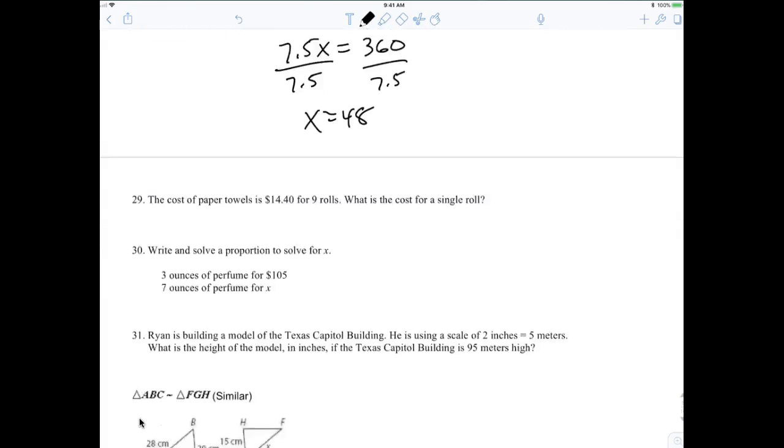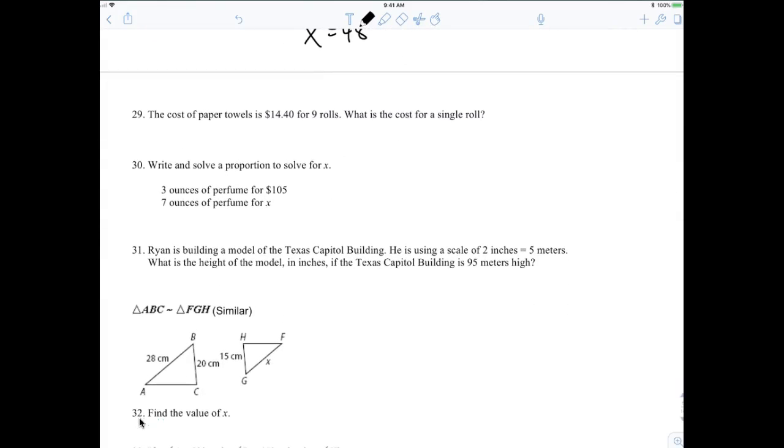All right, 9 rolls for 1440. Just divide again. 1440 divided by 9 is 1.6. So 1 roll is $1.60. Yes. All right, $1.60.